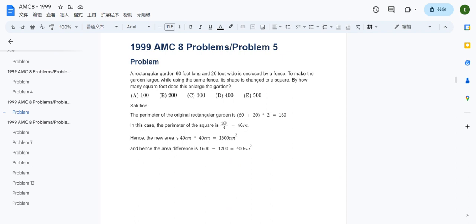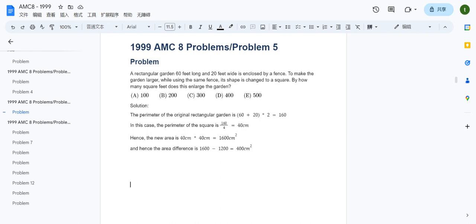Now let's look at problem 5. A rectangular garden 60 feet long and 20 feet wide is enclosed by a fence. To make the garden larger while using the same fence, its shape is changed to a square. By how many square feet does this enlarge the garden? Let's look at this problem. A is 100, B is 200, C is 300, D is 400, and E is 500. So let's look at it.